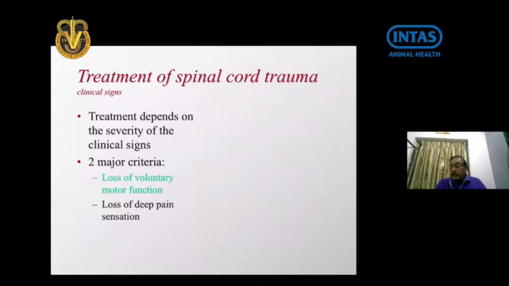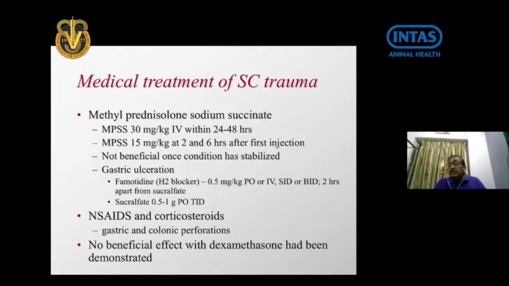Now we come to treatment. Treatment depends on loss of voluntary function and loss of deep pain. I showed you this. We are not going to discuss this. So 13 mg, it used to be 15 mg, after 2 and 6 hours, and otherwise 5.4 CRI. Very, very important here.